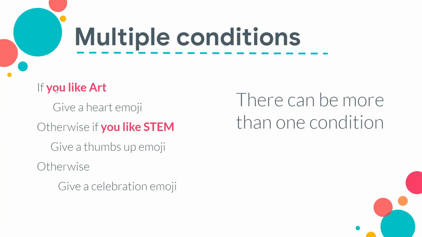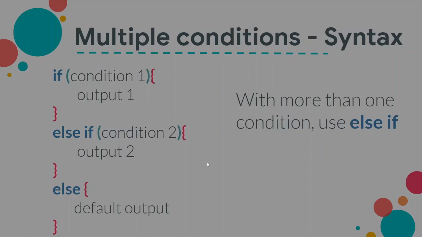So first condition is, if you like art, give a heart emoji. Otherwise, if you like STEM, give a thumbs up emoji. Otherwise, and I'm going to say these are the people that fall within both groups, give a celebration emoji. So yeah, you can have multiple conditions as much as you want. You can definitely have more than one condition depending on what you're trying to do.